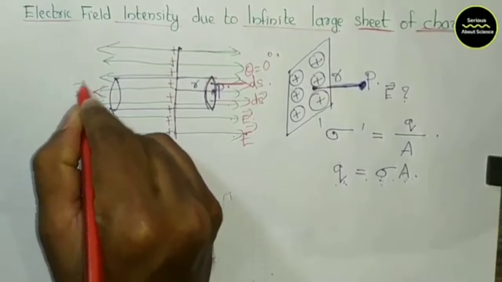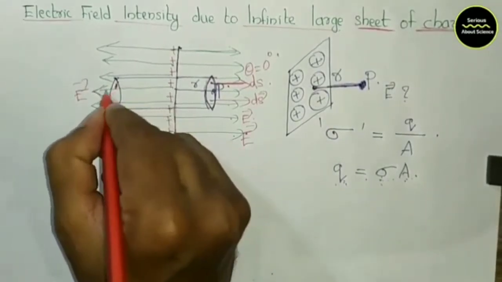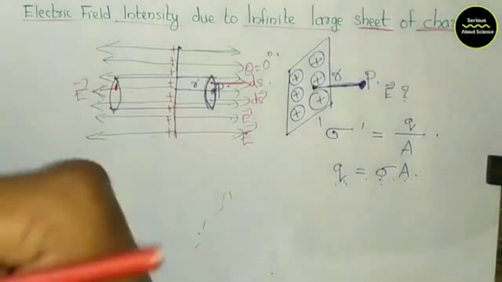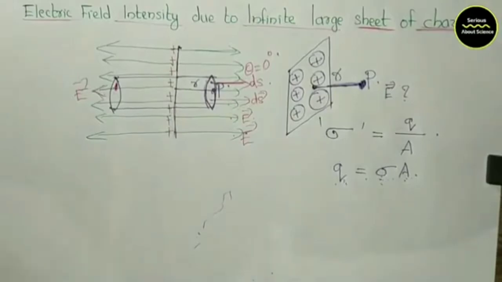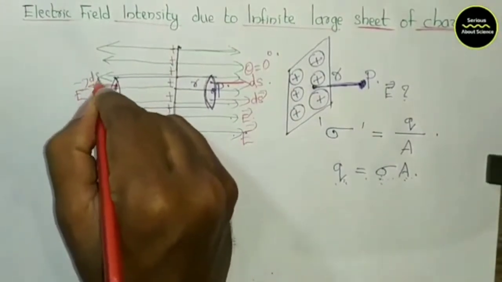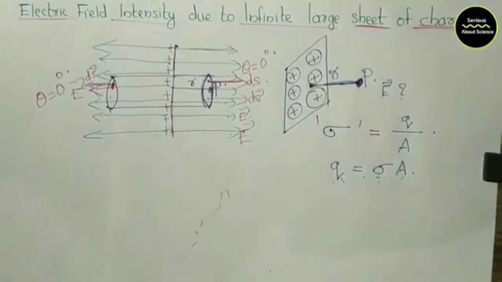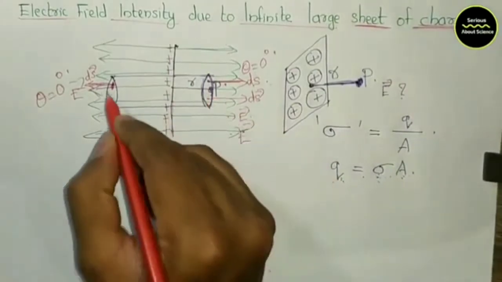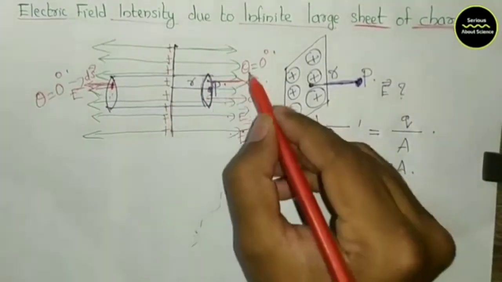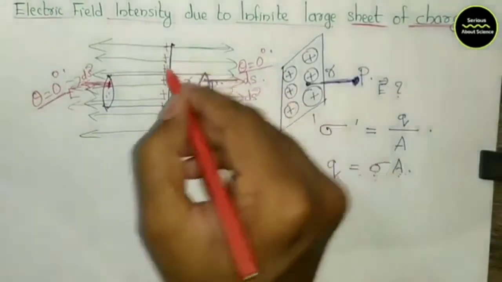Instead, there will be electric flux only at both ends of the cylinder, the upper end and the lower end. We have seen that at the ends of the cylinder, the electric field intensity and the ds vector have the same direction, that is, they are parallel to each other. When they are parallel, what will be the angle? Theta will be equal to 0 degrees, already marked there. At both ends, theta equals 0 degrees.